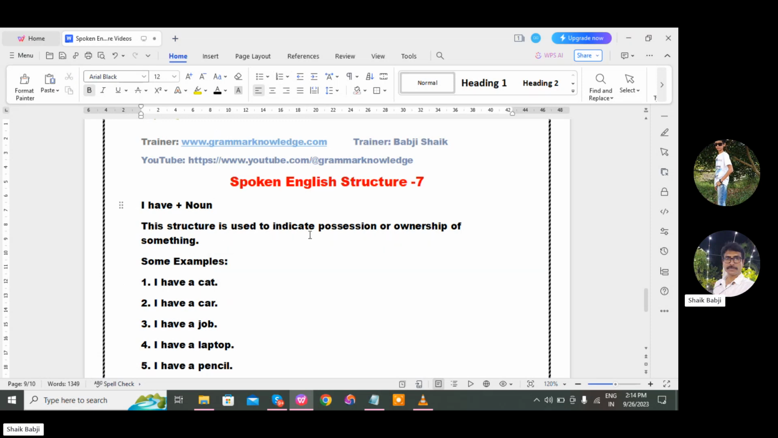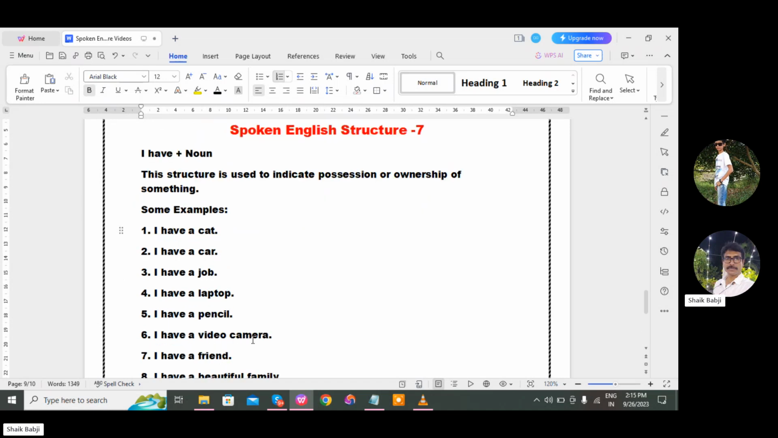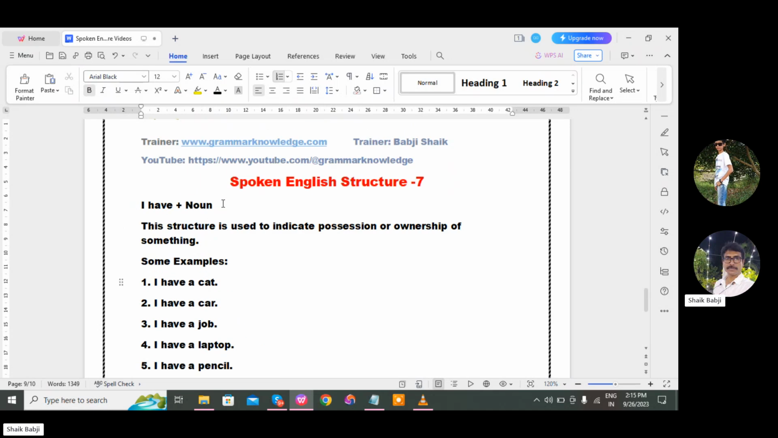The structure is used to indicate possession or ownership of something, which means I have a cat, I possess a cat. I have a car, which means I possess a car. I have a job, which means I possess a job. I possess a laptop. I possess a pencil. I possess a video camera. Okay. It will be used like this. The structure is I have plus noun.